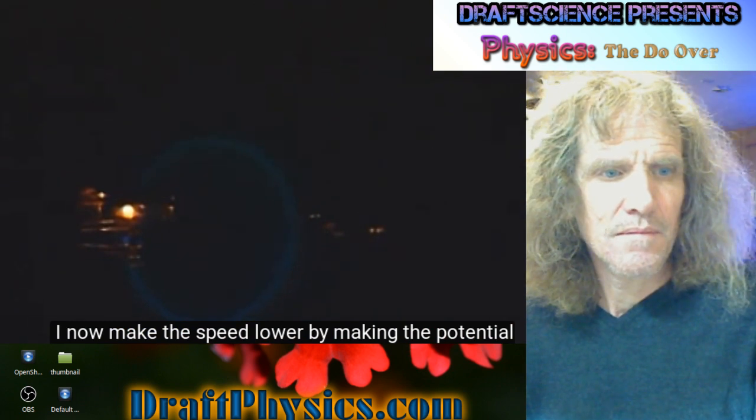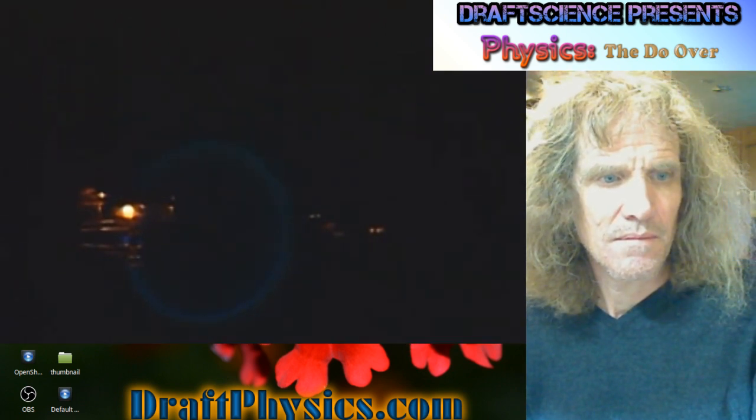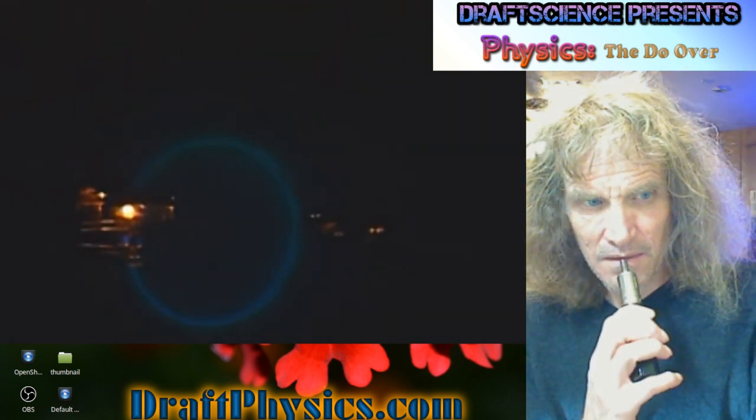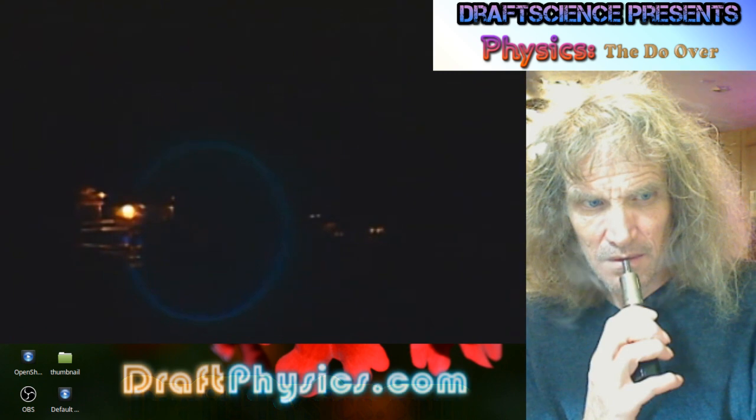I now make the speed lower by making the potential difference over which I accelerate the electrons lower. The radius is proportional to the square root of that potential difference. And so now you see here, when I increase the potential difference, the radius goes up. You see how beautiful that circle is? It's absolutely amazing.